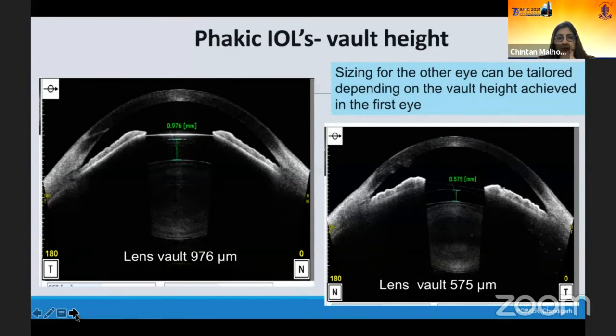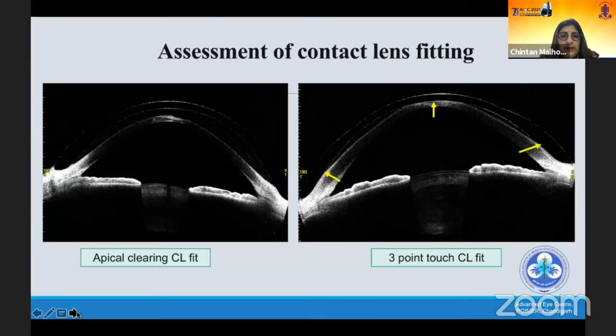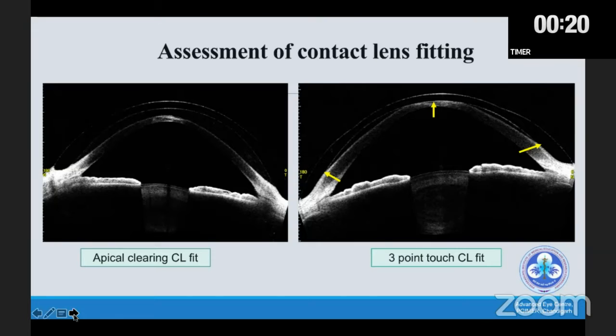And the last of my slides, phakic IOLs. The vault height can be seen with SS-OCT as well as the other OCTs, where the SS-OCT scores over is that it now gives us some prediction formulae for the calculation of the phakic IOLs, although these need to be standardized. But we need to be aware that these prediction formulae are there and these can be used or correlated with our manual markings. The list is unending. Another interesting case of a contact lens fit with scleral contact lenses can be seen.